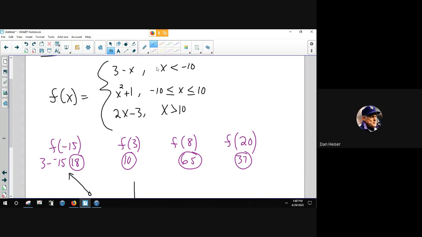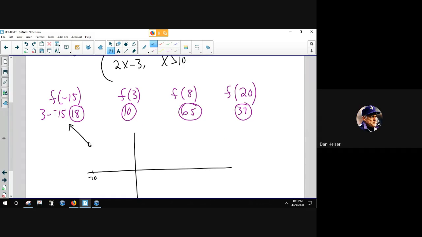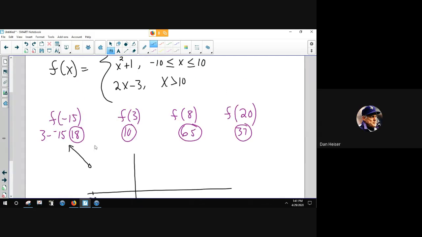As x becomes negative 12, y is 15. When x is negative 11, it's positive 14. If x is allowed to be negative 10, then y would be 13. But it's not allowed to get there. It's allowed to get really, really close, but it's never allowed to get there. So that part of the graph looks like this. Open circle, and then here's 3 minus x.